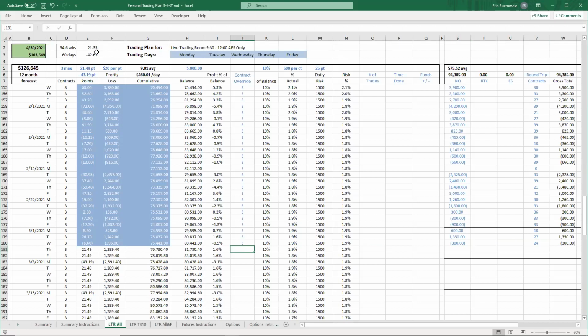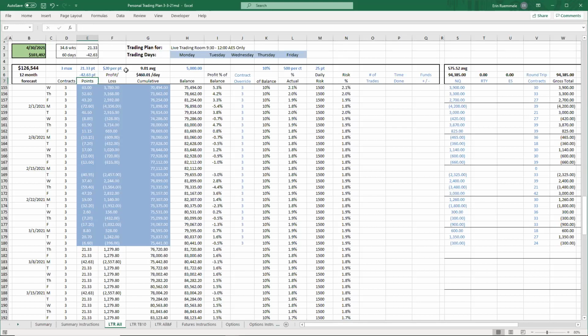Now we have our projection out for our 12-month forecast. It's changed just slightly, not much. So we'll change our winning days to 21.33, our losing days to negative 42.63.